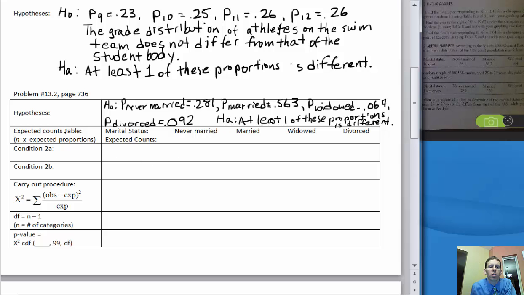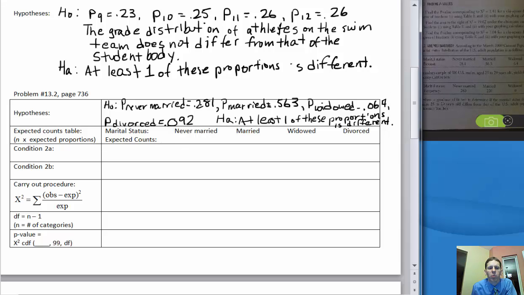sample condition, but then you also want to do what's called an expected counts table. To calculate our expected counts, we're going to take n, our sample size, and multiply it by our expected proportions. The sample size in this problem is 500 US males.